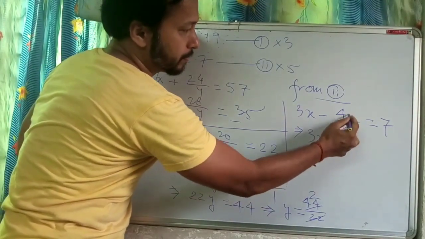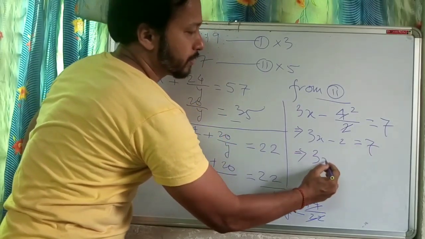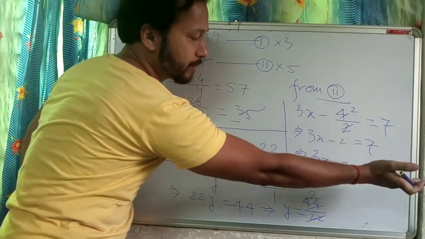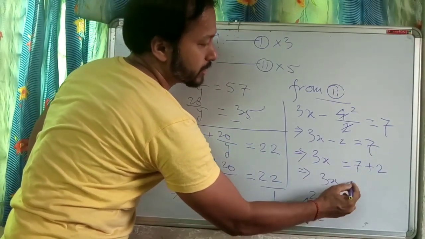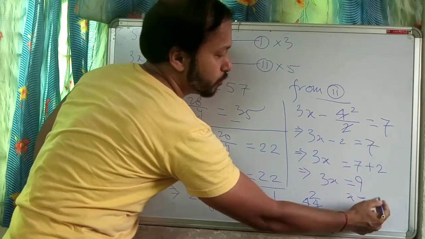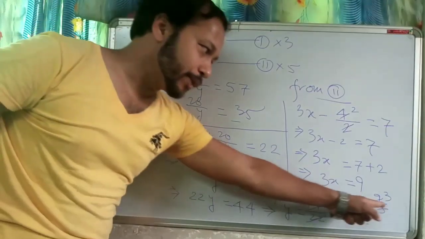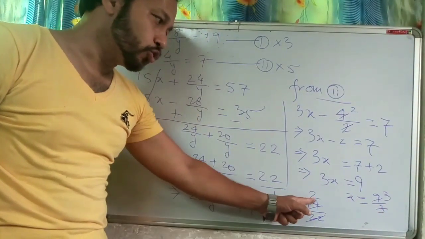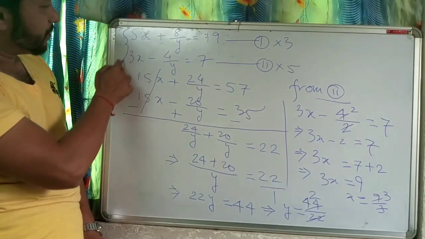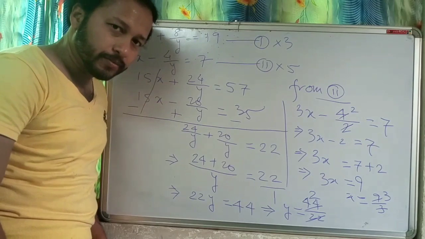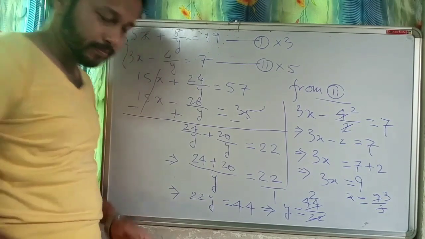3x minus 2 will go there, so now 3x equal to 9, so x equal to 9 by 3, that is 3. So we got x equal to 3 and y equal to 2. This is the solution we have found for this given sum. I hope you understood. We'll go for a few more complicated sums. Let's go for the next sum.